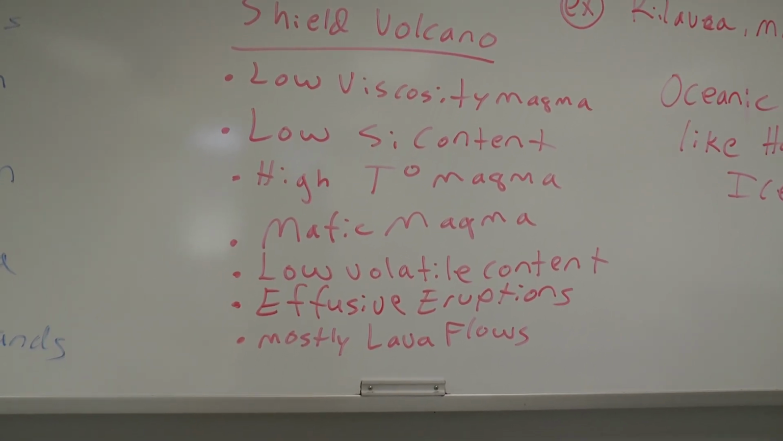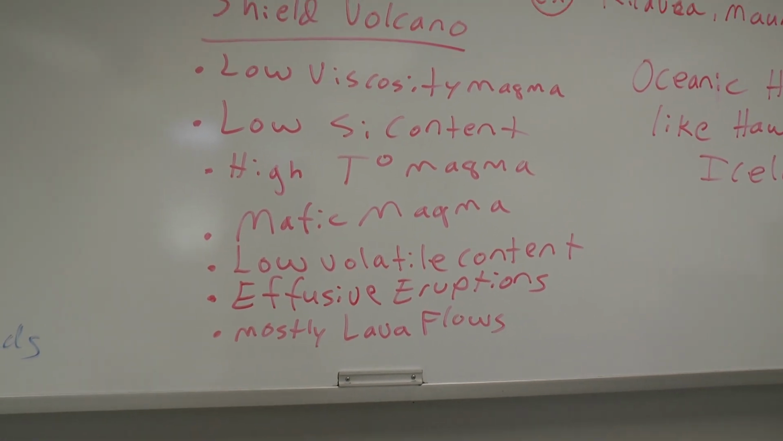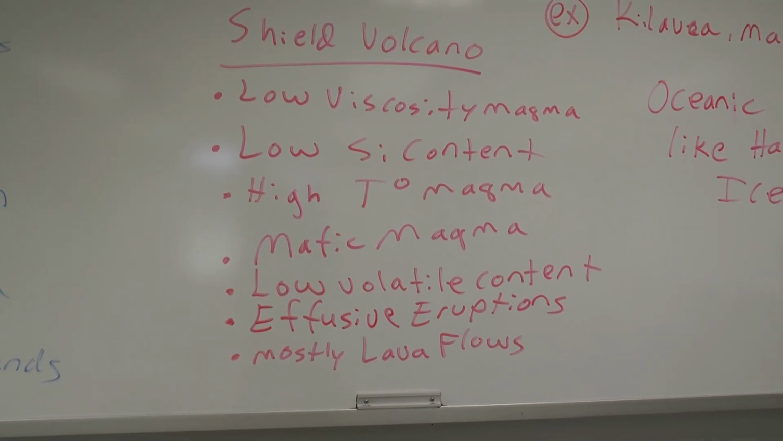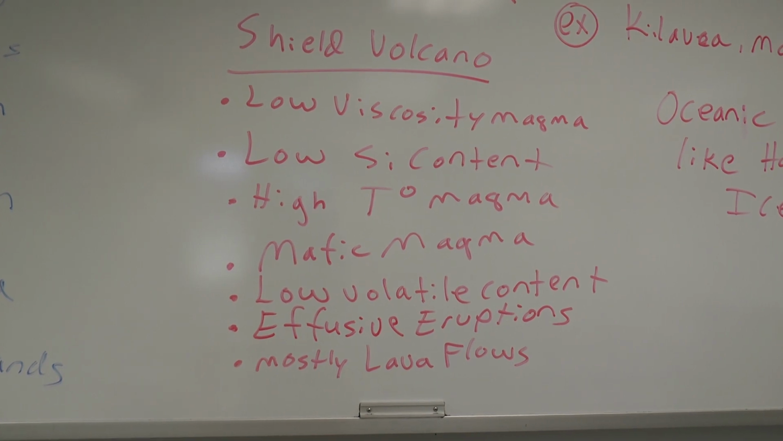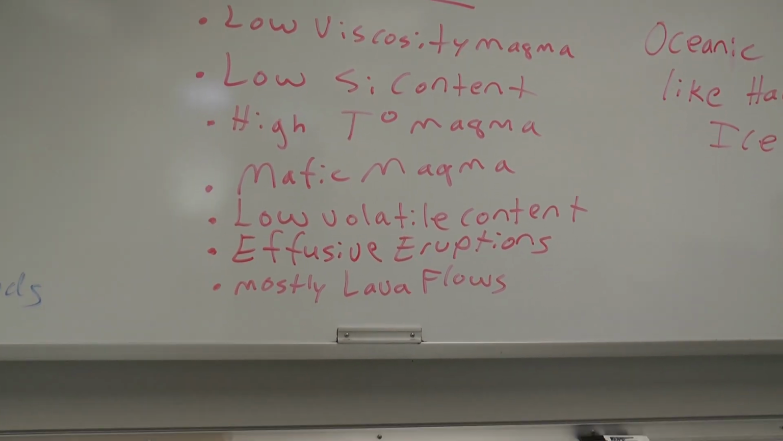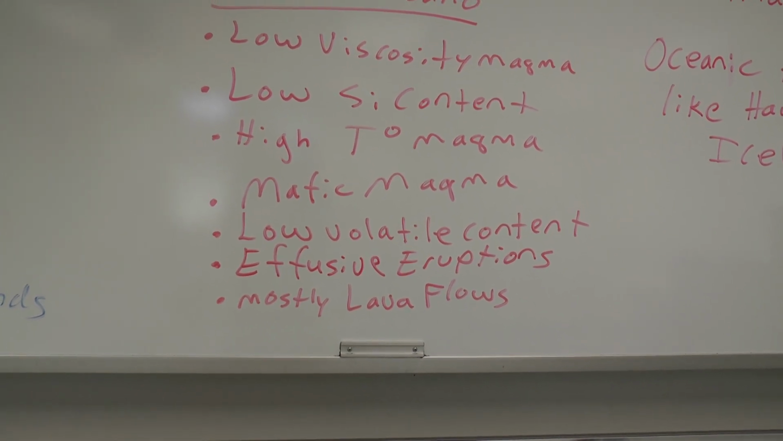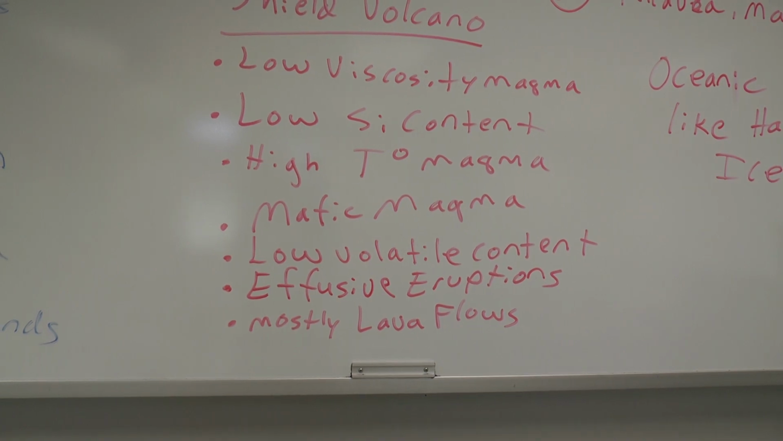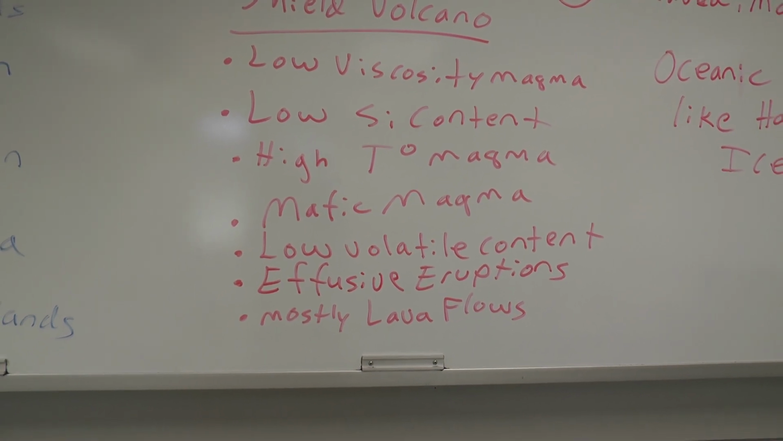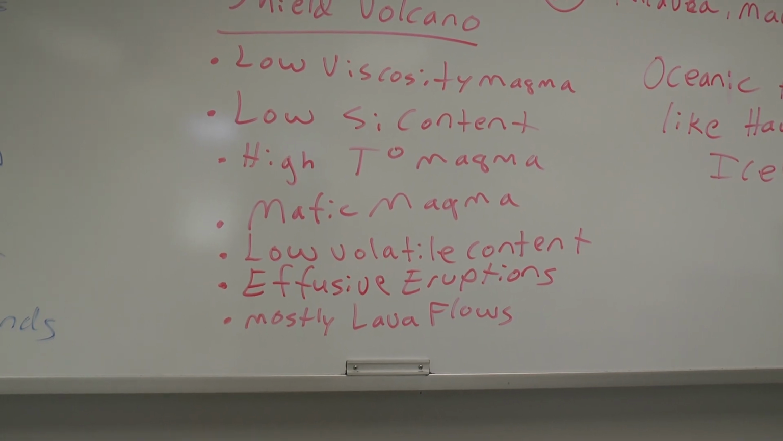So other things we could say about the shield volcano: high temperature magma, low silica content. Both of these things tend to give it low viscosity. It's also a mafic magma. We also have a low volatile content. All of this, including the low viscosity, helps to lead to these effusive eruptions. Effusive eruptions, which are mostly lava flows.